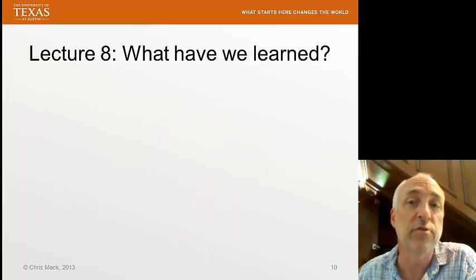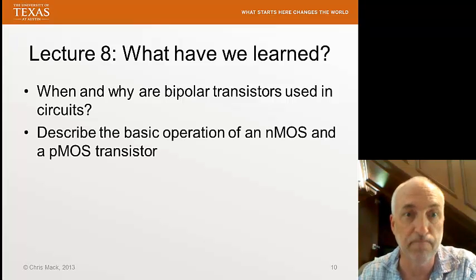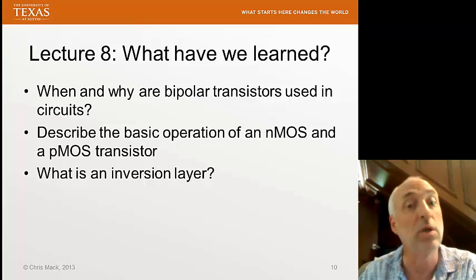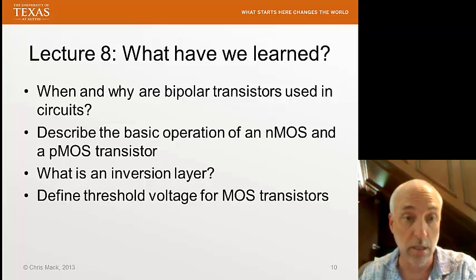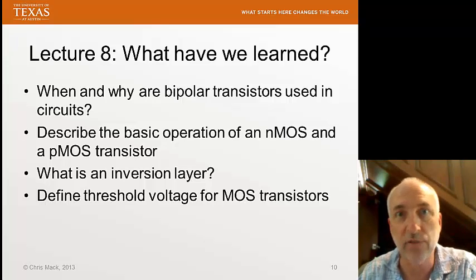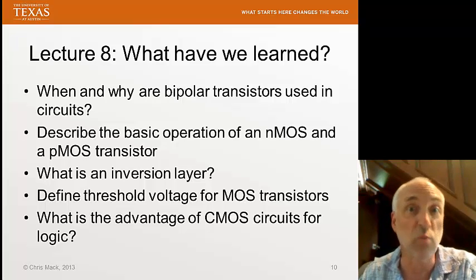All right, let's review what we've learned in this section. In Lecture 8, you should be able to answer all these questions quite readily. When and why are bipolar transistors used in circuits? Describe the basic operation of an NMOS and a PMOS transistor. So if I gave you either one, you should be able to tell me exactly how that works. What is an inversion layer? Define for me the threshold voltage in the context of an MOS transistor. And finally, what is the advantage of CMOS circuits for logic? Why do we use them? Why are they so popular today?